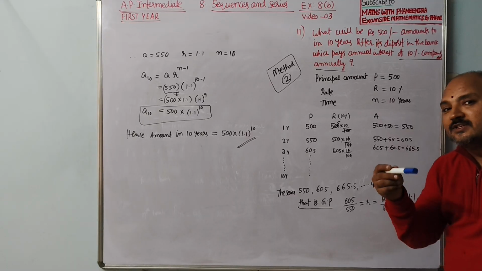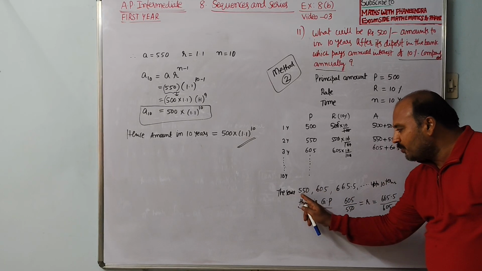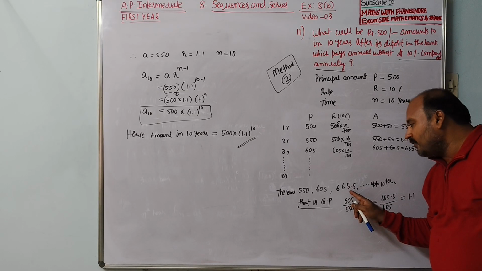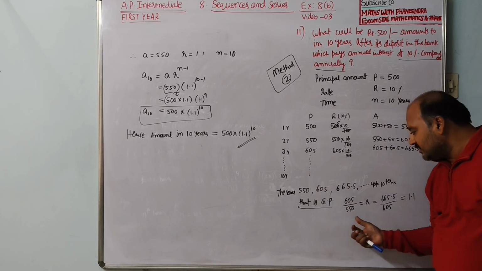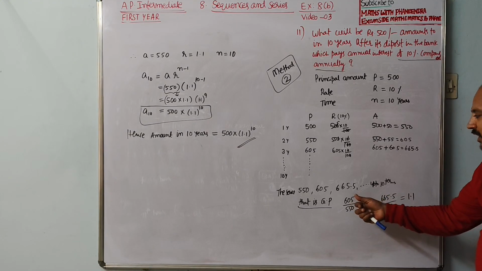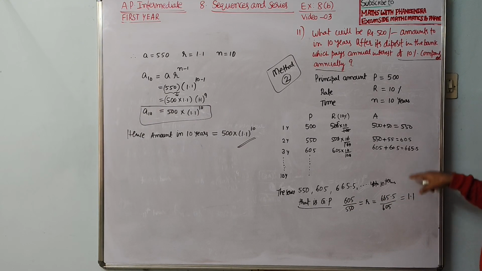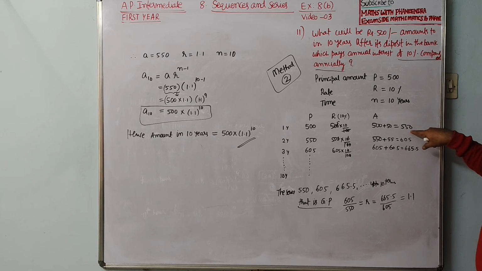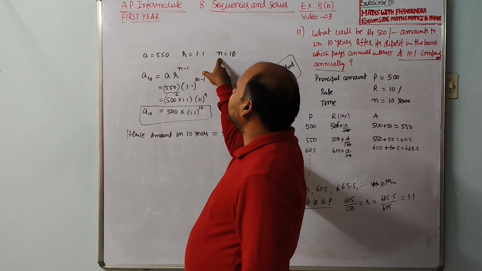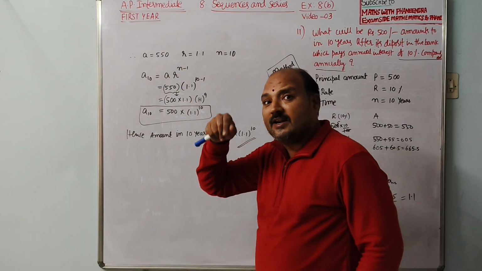Sir, how can you say this is geometrical progression? 605 by 550, 665.5 by 605, this is equal to 1.1. The common ratio is equal, it forms geometrical progression, no? Common ratio we got it. First term, this is the first year's information, A is equal to 550. So A is equal to 550, R value 1.1 and N is equal to 10. 10 years they are asking, no?